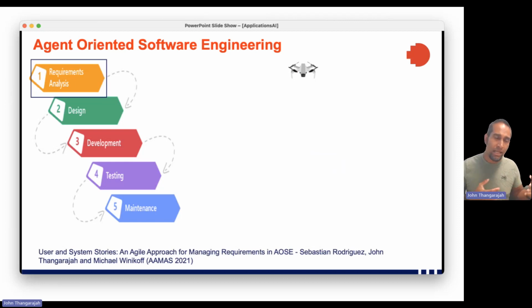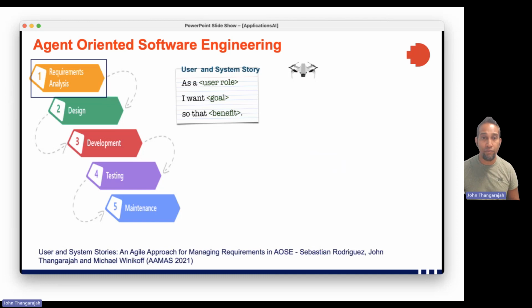So in the multi-agent systems field, we call it agent-oriented software engineering. So agent-oriented software engineering means software engineering techniques that are built on the well-established mainstream software engineering, if you like, but adapted and adopted to multi-agent systems. So the phases are the same: the requirement analysis, design, development, testing, and maintenance. And so we've done work in all of these areas. I'm just giving you some links here just to get you started if you're very interested.